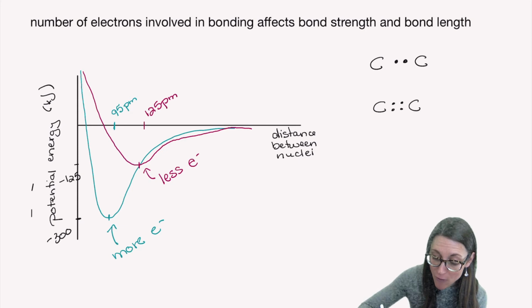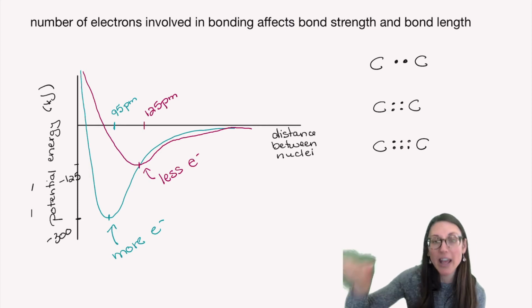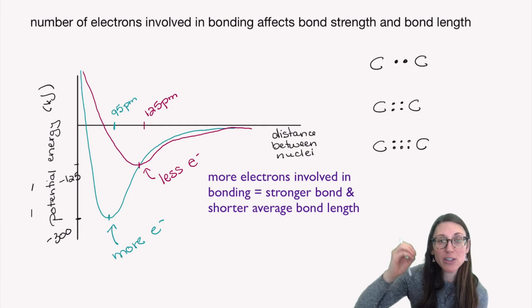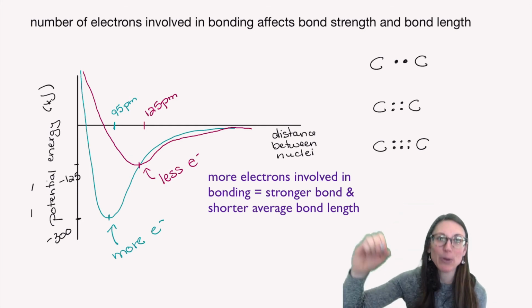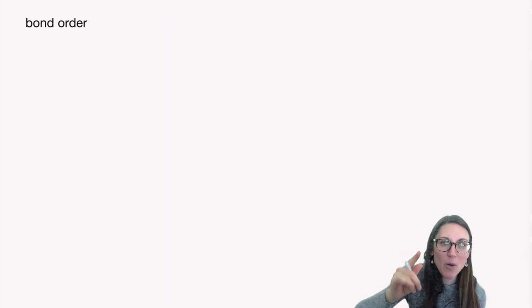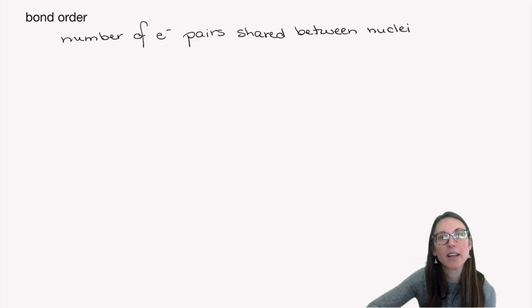You can have 4 electrons shared between the 2 nuclei, and you can also have 6 electrons shared between those 2 different nuclei. The more electrons are involved in bonding, the stronger the bond is going to be, the deeper that well is going to be, and the shorter the bond length is going to be. Now, this number of pairs of electrons involved in bonding, that's your bond order.